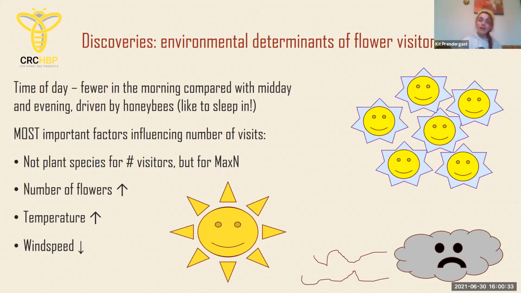But the most important factors influencing number of visits: despite the variation in plant species, this wasn't the overarching factor. More flowers meant more visits, which makes sense, more resources for all the insects. Temperature, again, making sense given that these are ectotherms, so their body temperature is reliant on that of the external environment, so more activity when it's warmer, and activity decreased with wind speed. Again, it's harder to forage when it's really windy. So environmental factors emerge as being really important in influencing insect visitation to the flowers.